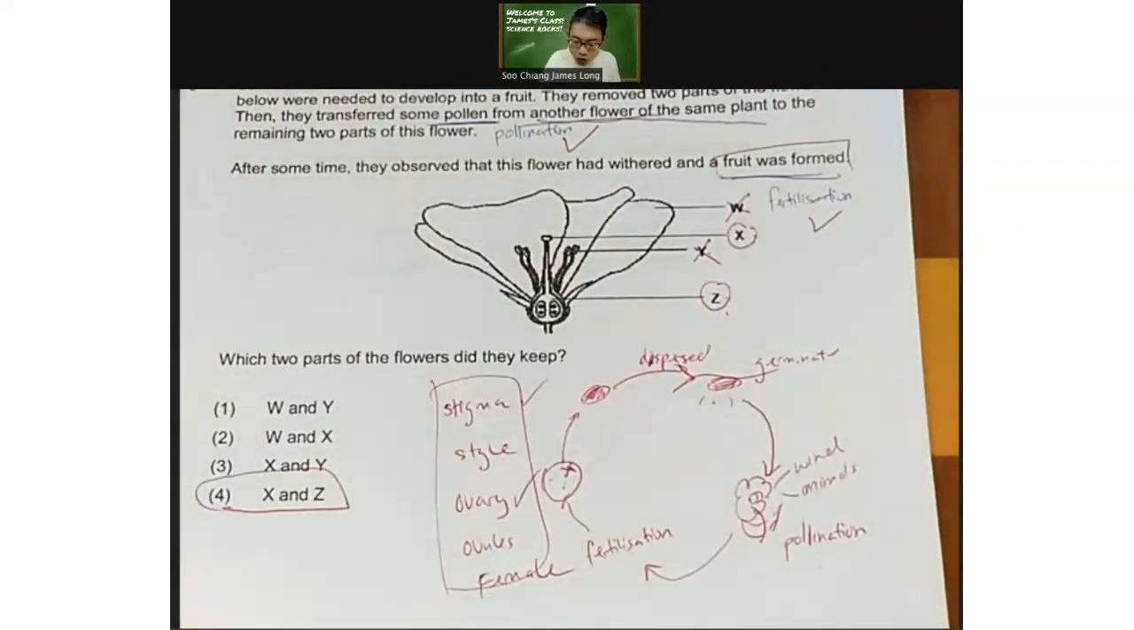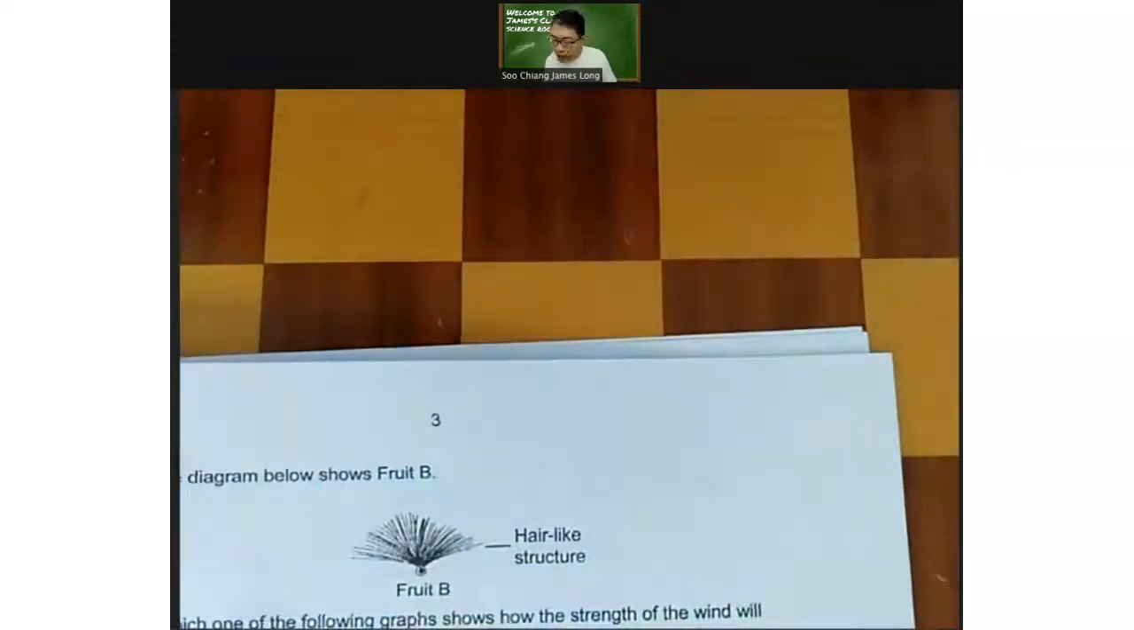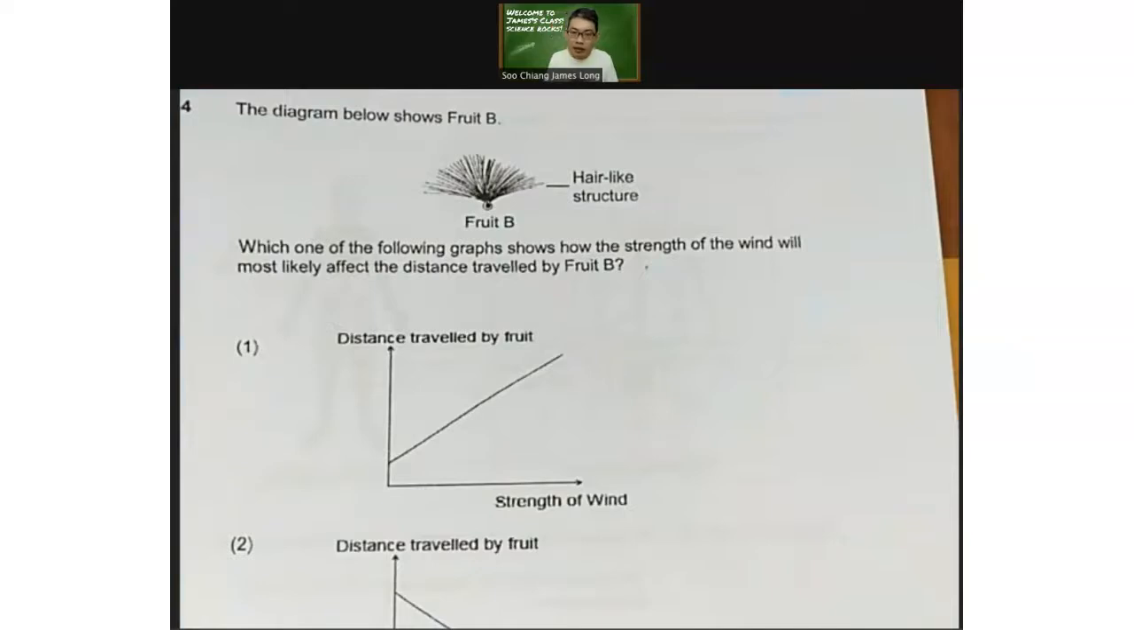Now let's go on to question 4. Now this question is about seed dispersal. So if you have not revised seed dispersal, can you pause the video and read the chapter on seed dispersal inside your P5 cycles book?